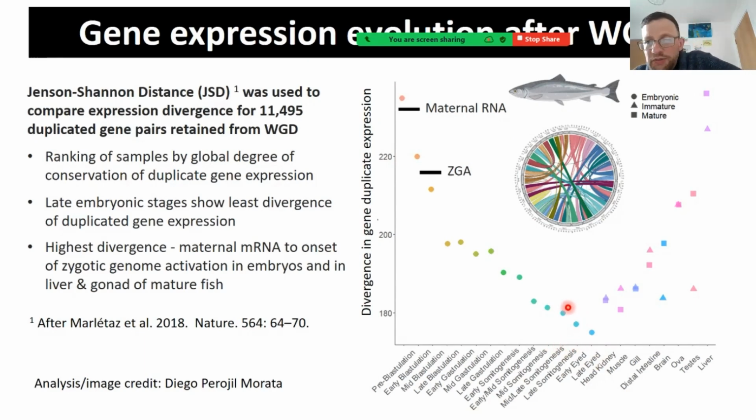Whereas you can see tissues in the adult stages also show a very high degree of variation in the extent to which the duplicated genes have diverged in expression, with liver and gonad, particularly the testes and the ovary in both stages, showing the highest degree of expression divergence among the duplicated genes.